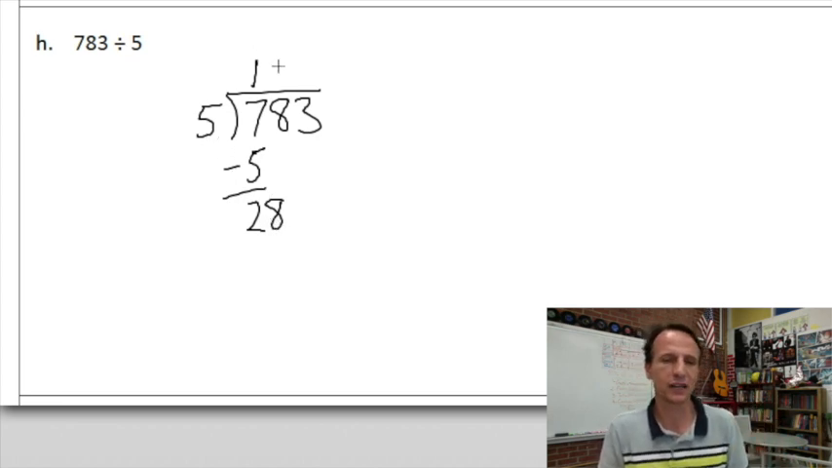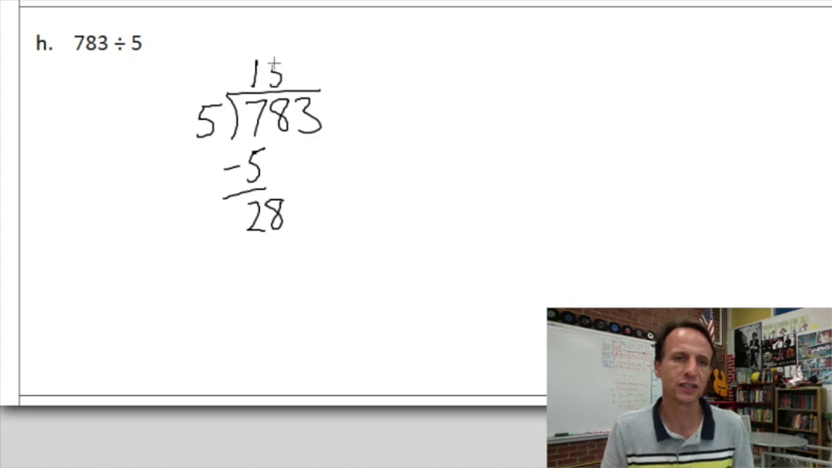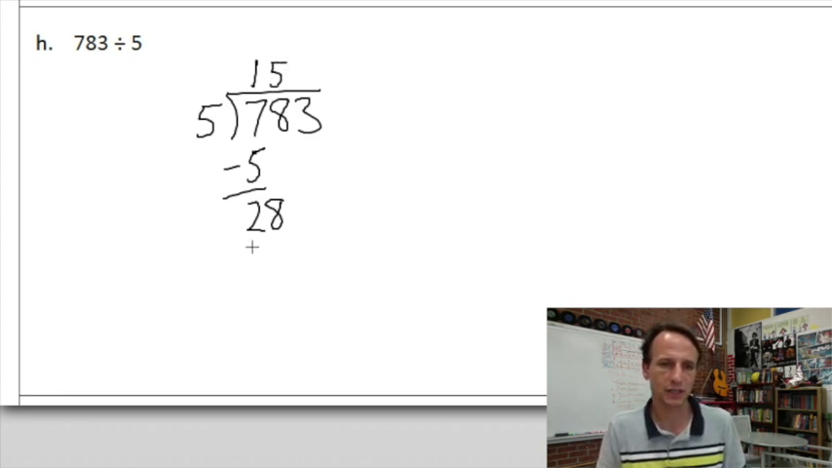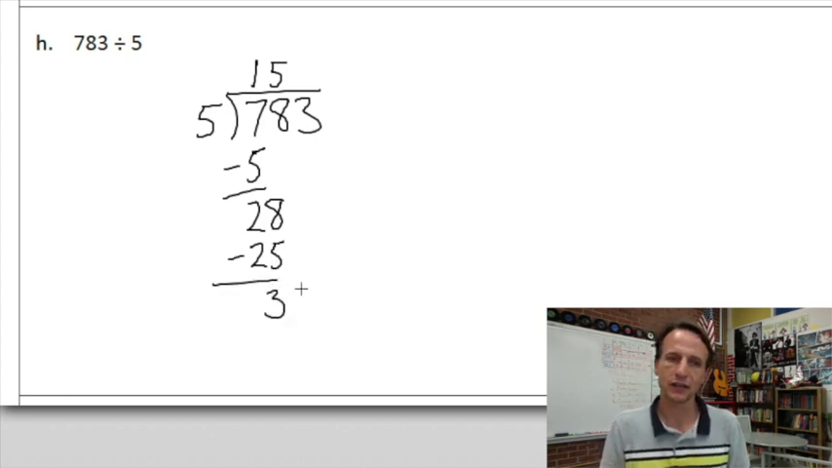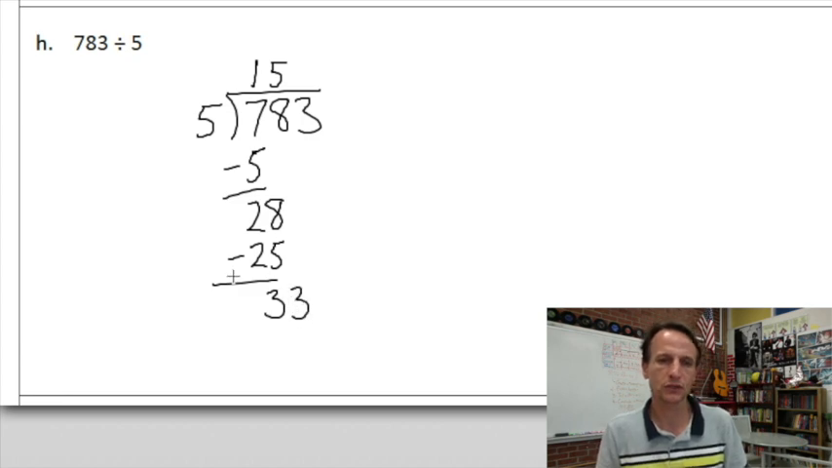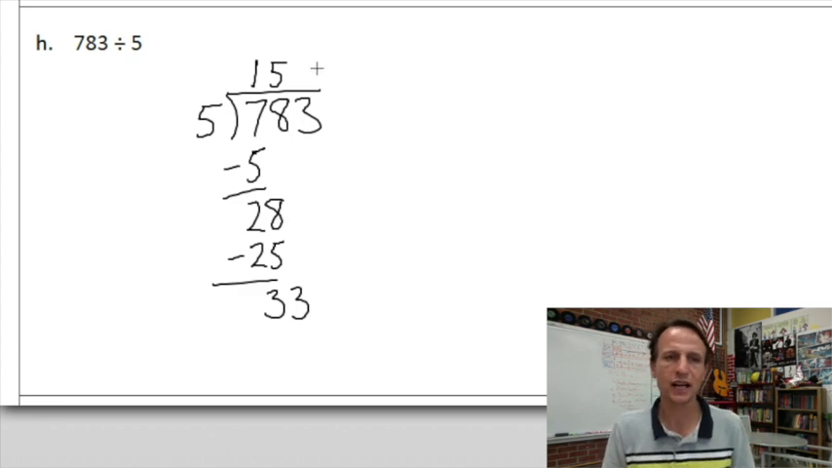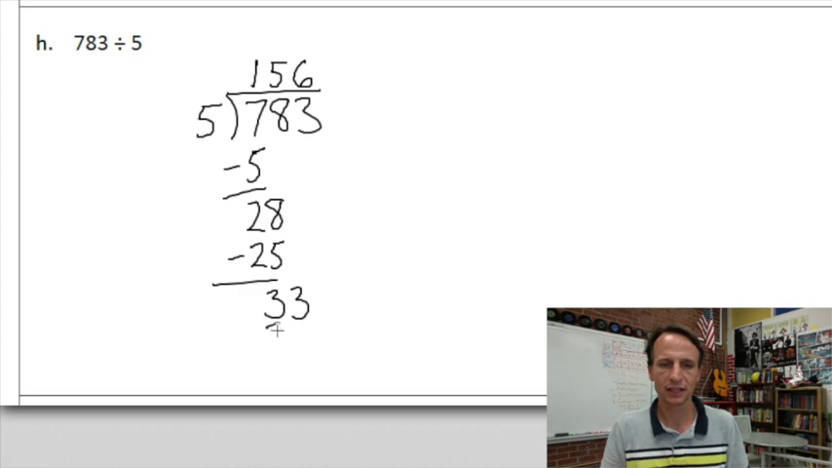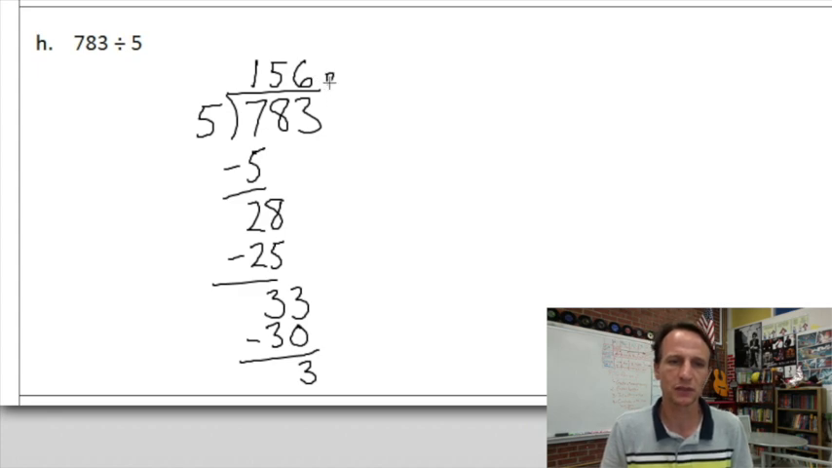Well, you know your 5s. You know that 5 times 5 is 25, and that's as close as we can get to 28. So we subtract that 25 and get 3. And we can now divide the ones, so 33 ones. How many 5s in 33? Again, you know those 5s, so you know that 6 times 5 is 30. And we subtract them, and sure enough, as we predicted, we have a remainder of 3.